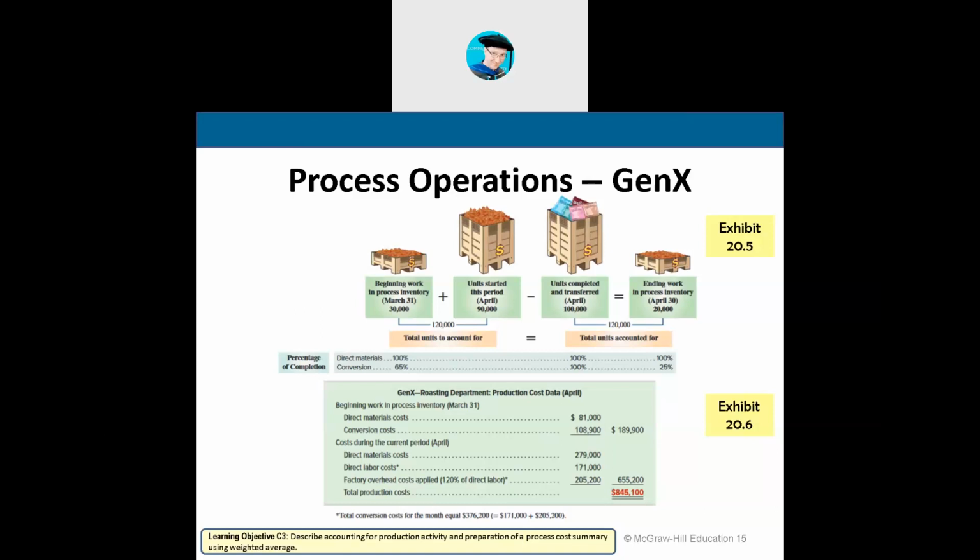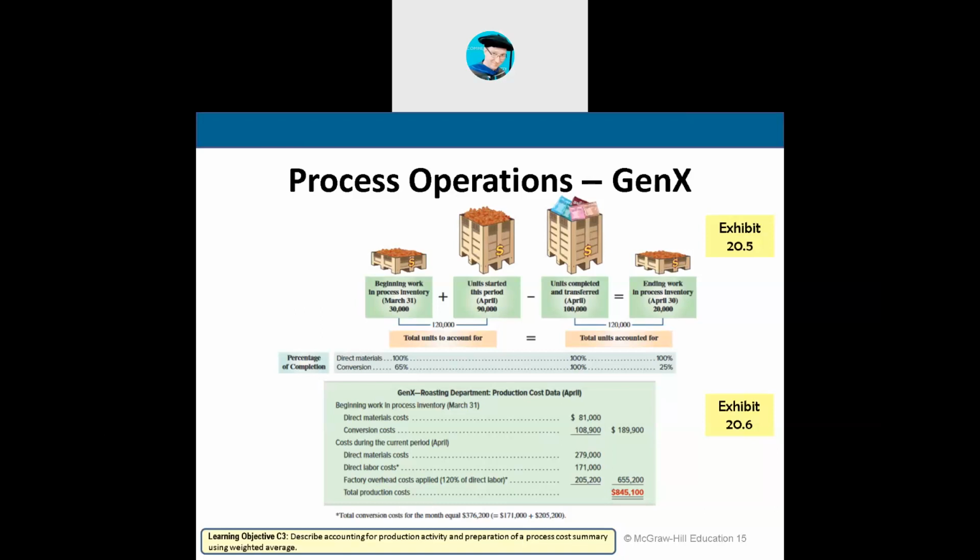I take my 120,000 units, I subtract out what I already completed during the month of April. I already completed and transferred 100,000 units in the month of April. So 120 minus 100 gives me an ending inventory balance of 20,000 units at the end of April. We can see this equation balances, yeah?